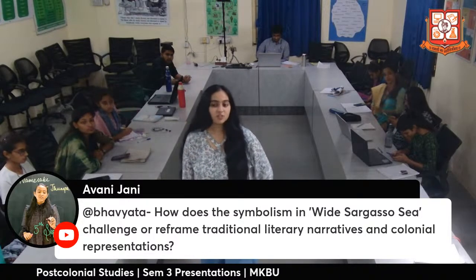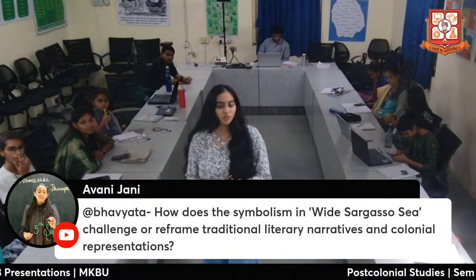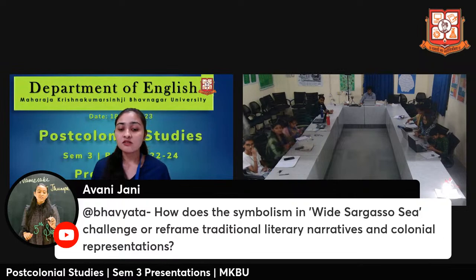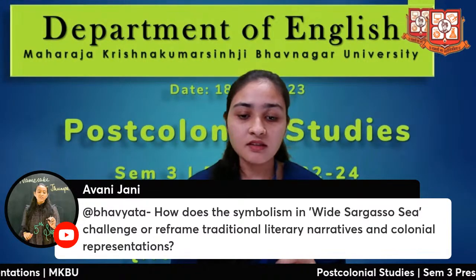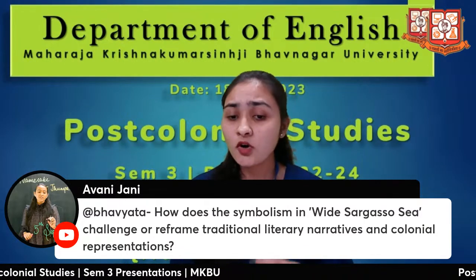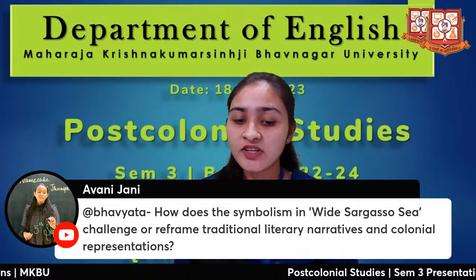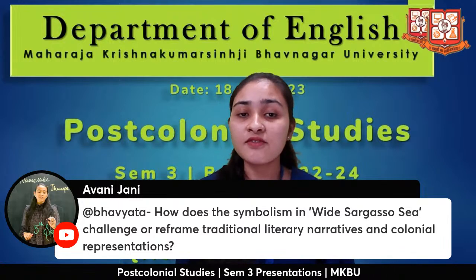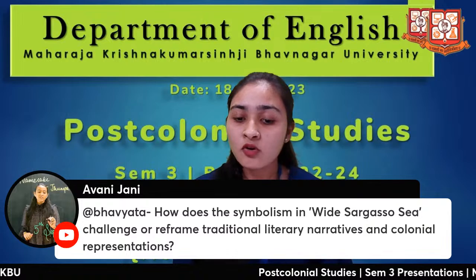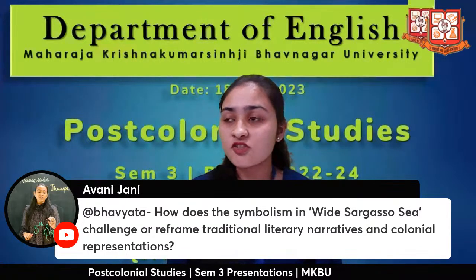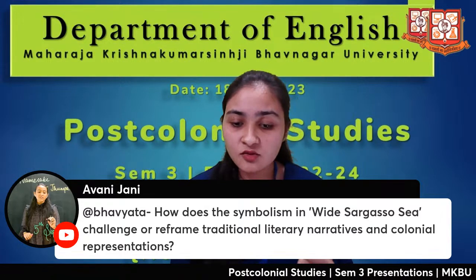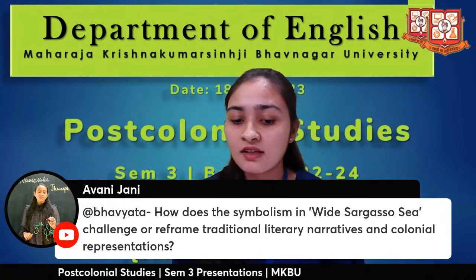Bhavyata, how does the symbolism in Wide Sargasso Sea challenge and reframe traditional literary narratives and colonial representations? The symbolism in Wide Sargasso Sea challenges the usual way stories are told and how colonialism is shown in literature. It makes us think differently about what we are used to. In the novel, symbols like Christophine and Annette help us see colonialism and its effects from new aspects, and they show there is more to the story than what is traditionally told in literature and history. The book uses symbols to question the told ways of looking at things and to understand colonialism in a new, fresh light.